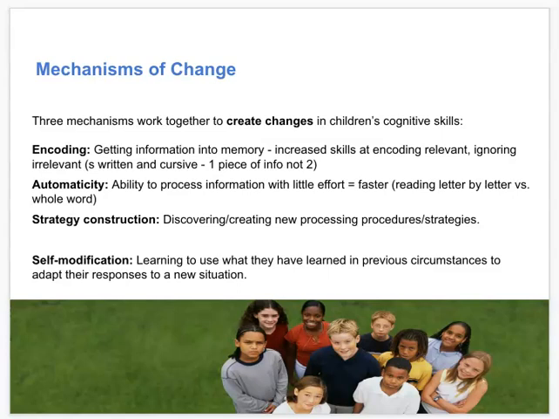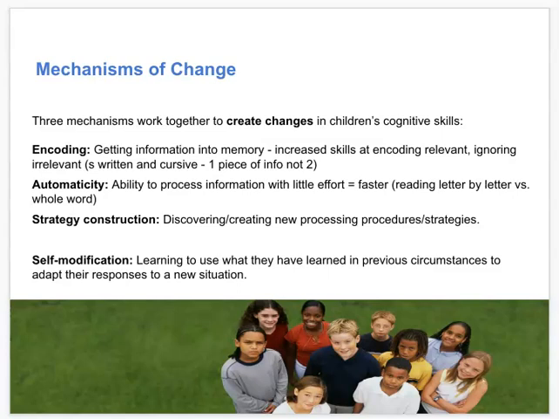What are the mechanisms of change? There's 3 mechanisms proposed by Siegler that work together to create changes in children's cognitive skills. So because of these 3, and then there's a 4th at the end there, but because of these main 3, changes in children's ability to do these 3 results in increased IP. Okay, so first is encoding, so getting information into the memory.